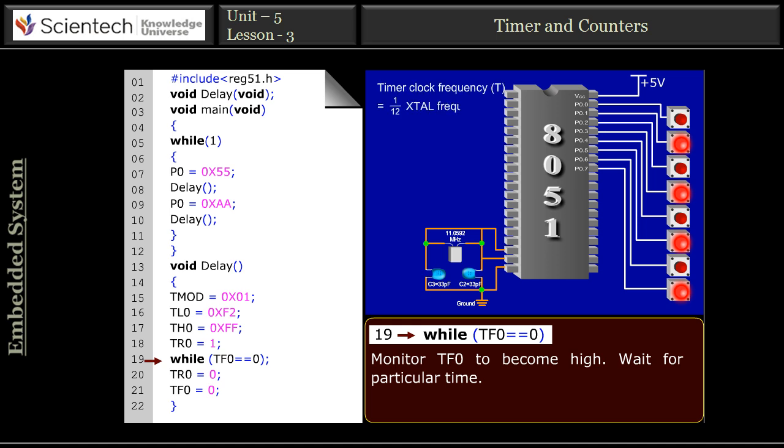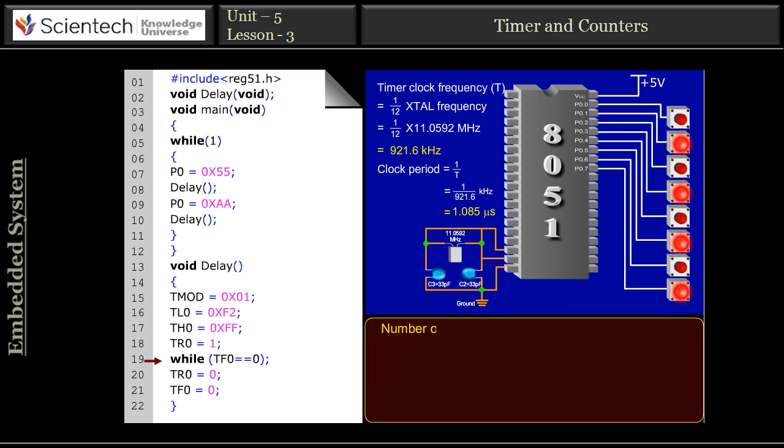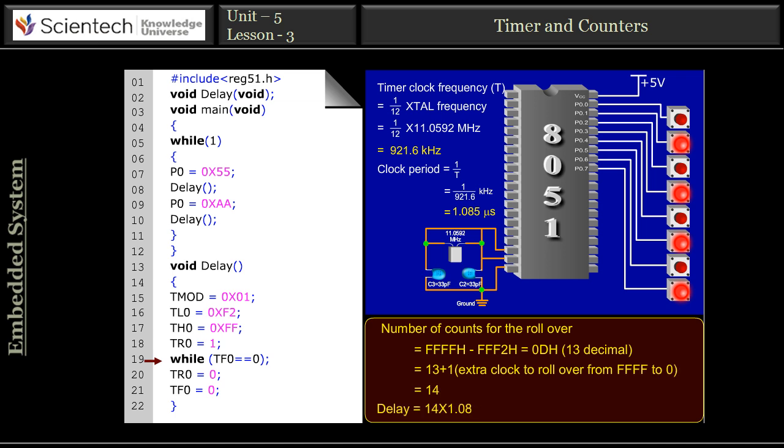Now the animation shows the calculation for the execution time of an instruction, with a crystal oscillator frequency of 11.0592 MHz. After the calculation, we got a clock period of 1.085 microsecond, so the number of counts we got is 14. By this, the delay is 15.19 microsecond. It means when delay is called, the time duration between the on and off pulse is 15.19 microsecond, but if we want to increase the time, then we should decrease the value of TL0.